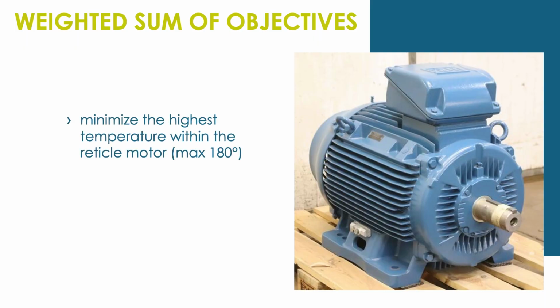We have an electrical motor, and while the electrical motor is working, it is getting warmed up. So we have a problem where we want to minimize the highest temperature within the motor, and we know that the maximum temperature is 180 degrees Celsius. And then we want to minimize at the same time also the weight, and we know in advance that the maximum allowable weight will be 75 kilos. So we have two objectives, one is temperature and one is the weight. We cannot sum degrees with kilograms, but what we can do is normalize the values.